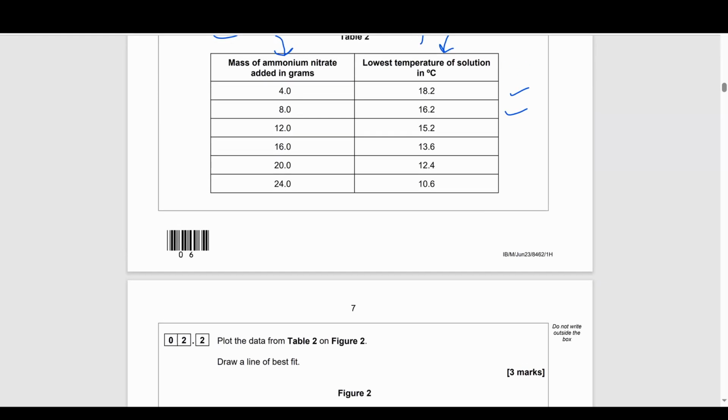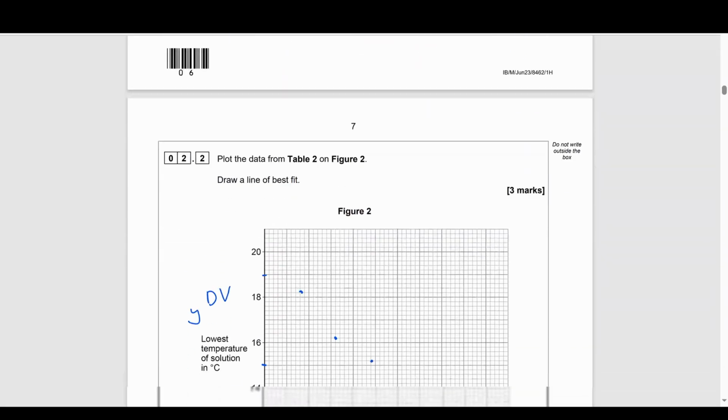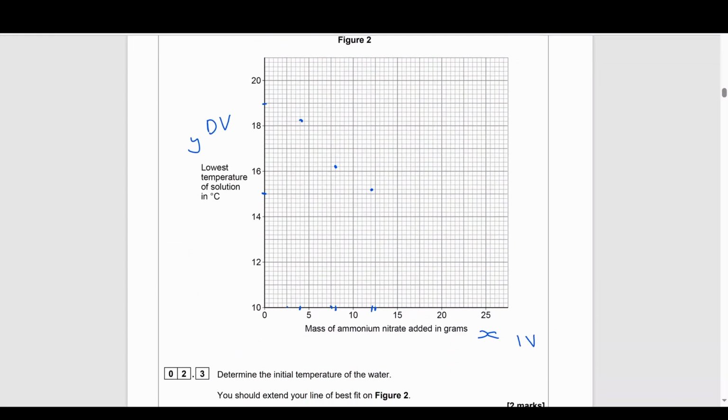16.0 for our mass, 13.6 for our lowest temperature. So 16 is halfway between 15 and 17.5, so it's 15.5, and 16 is here now. And then we want 13.6. We know halfway between 12 and 14 is 13. Now it's going up in 0.2, 0.2, 0.4, 0.6. So there's our 13.6.